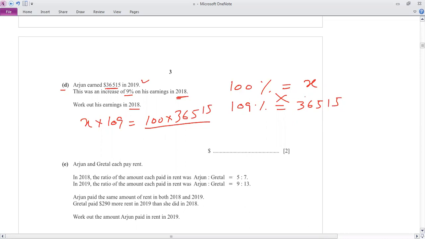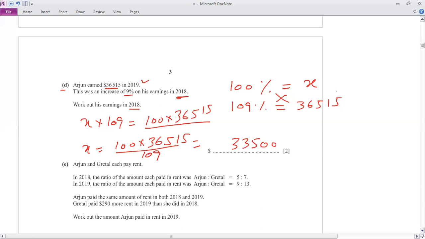Okay. So from here I will have X is equal to 100 into 36,515 over 109. Now let's calculate this one. And I will get $33,500.